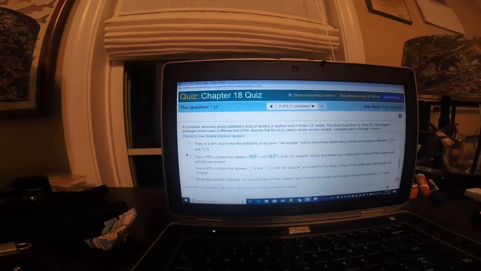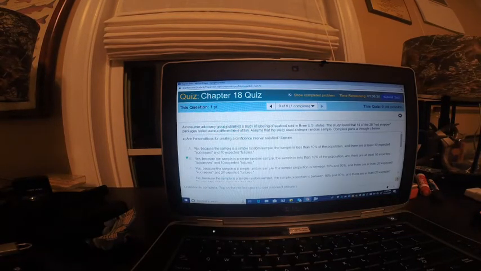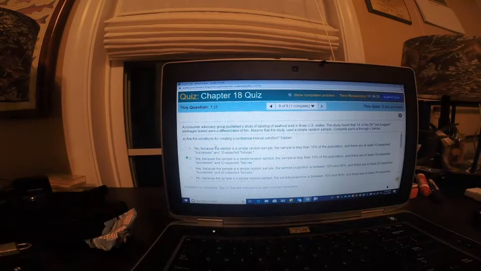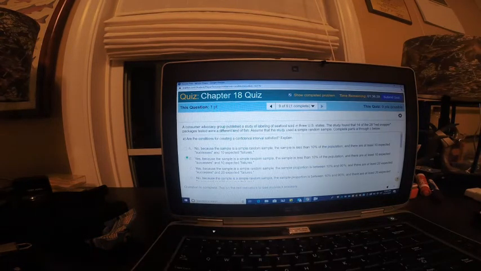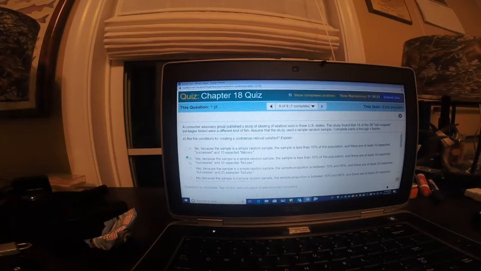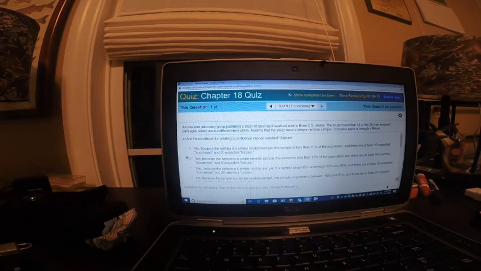Assume that the study used a simple random sample. Complete parts A through C below. Alright, so let's do that. A says, are the conditions for creating a confidence interval satisfied? Explain. The correct answer should have been yes, because the sample is a simple random sample, the sample is less than 10% of the population, and there are at least 10 expected successes and 10 expected failures. Alright, so 14 out of the 28 red snapper packages were a different kind of fish, and that means that 14 out of 28 had to be the right kind of fish too, right? Because 14 plus 14 is 28.